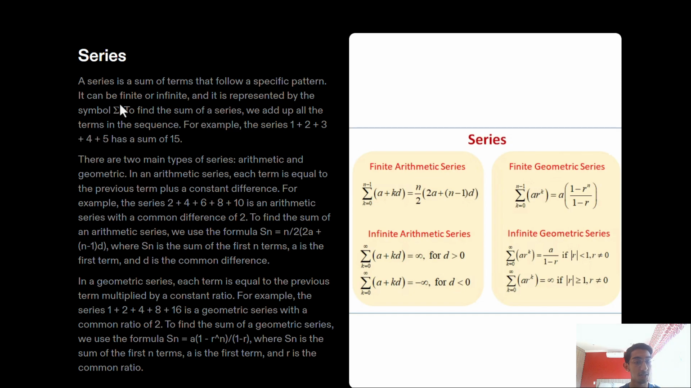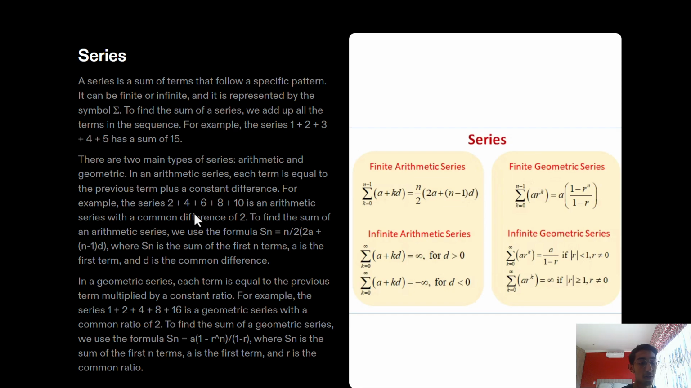There are two main types of series, arithmetic and geometric. In an arithmetic series, each term is equal to the previous term plus a constant difference. So basically, our linear sequences that we had earlier, except instead of there being different term numbers, each term is added to each other. So for example, the series 2, 4, 6, 8, 10 is an arithmetic series with a common difference of 2 between each term.